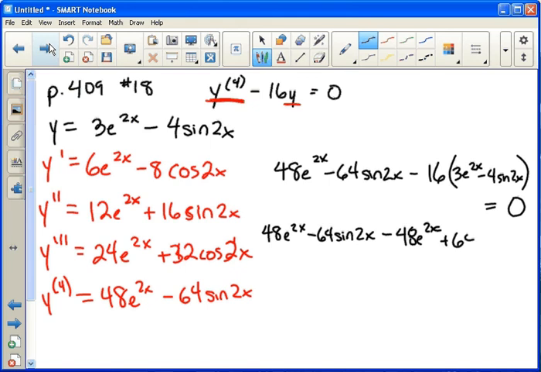And it appears this does actually work. 48e to the 2x minus 48e to the 2x. Negative 64 sine 2x, positive 64 sine 2x. So we do in fact get 0 equals 0, and this is a solution.